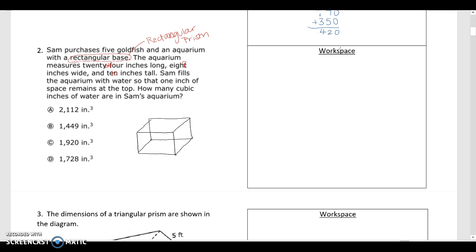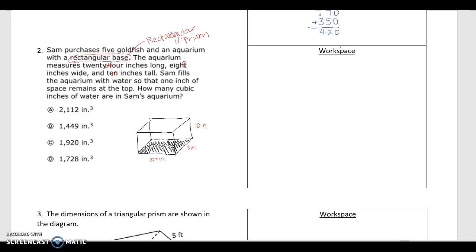All right, I'm going to draw my picture, and I'm going to color in the base. Let me label the dimensions. It says 24 inches long. It says 8 inches wide. And then 10 inches tall.